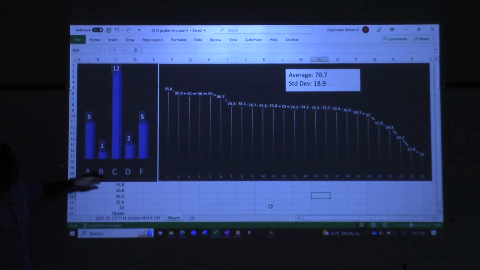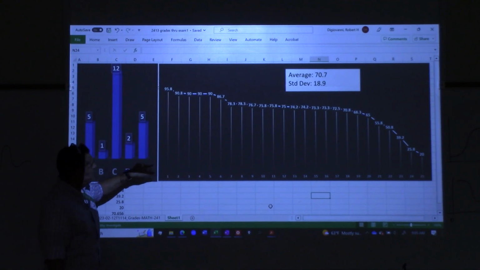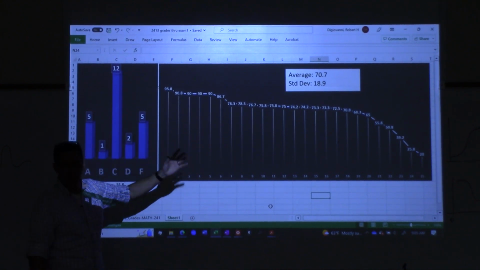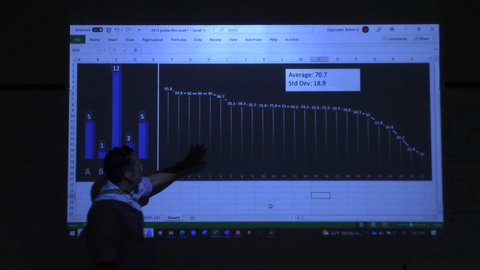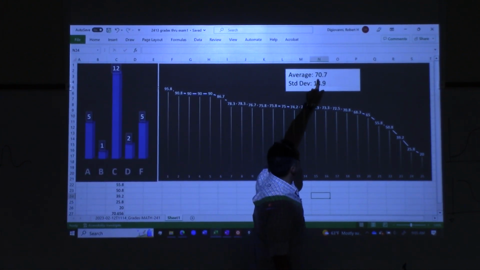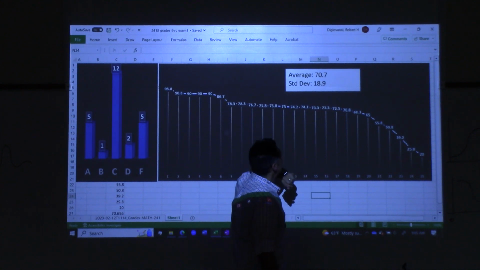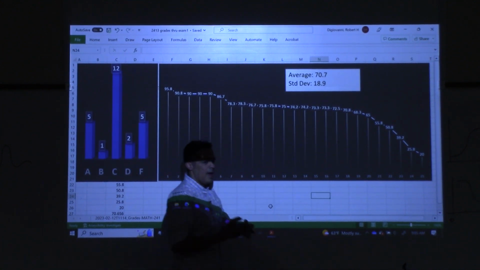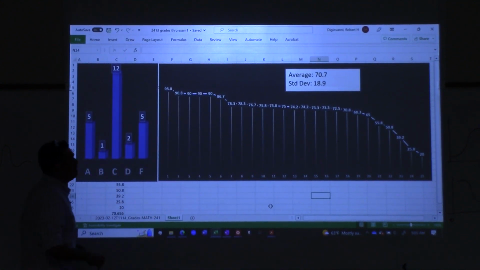Now, these are the actual grades for the 25 students who took the test. Of course, you can't tell who's who, right? But our average for the test was a 70.7. The standard deviation is a measurement of how far apart those grades are spread out. And so that standard deviation is pretty normal for me to see.